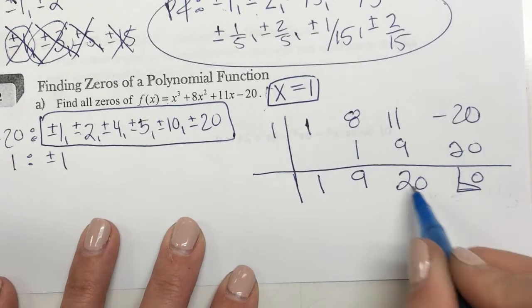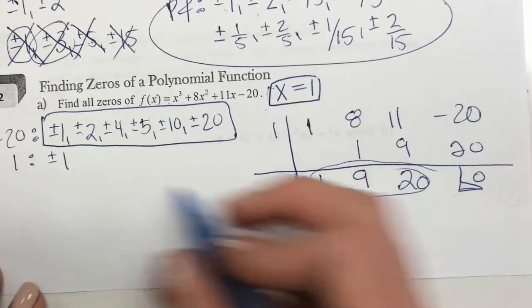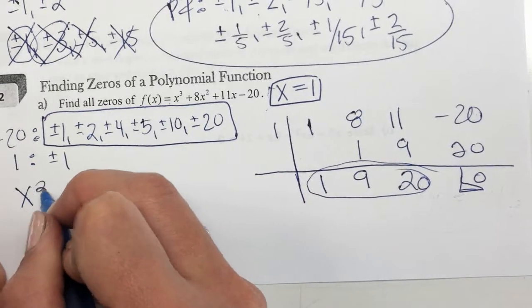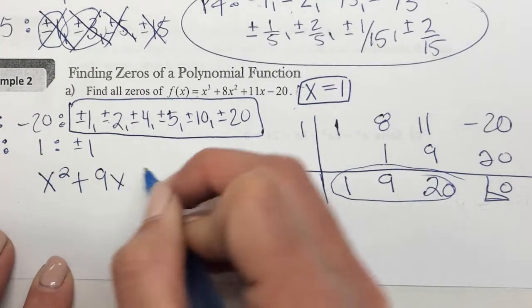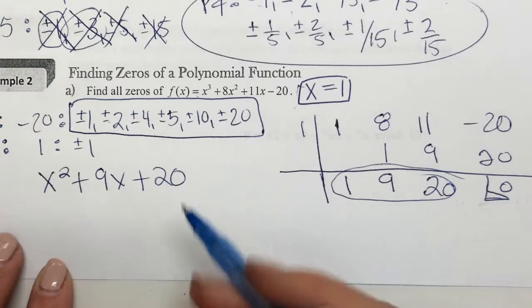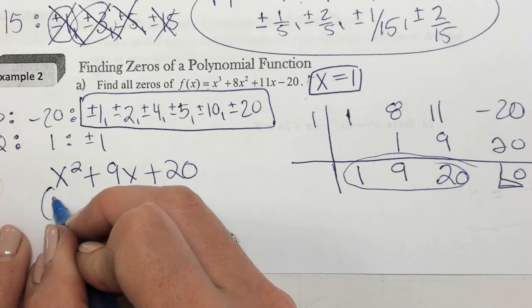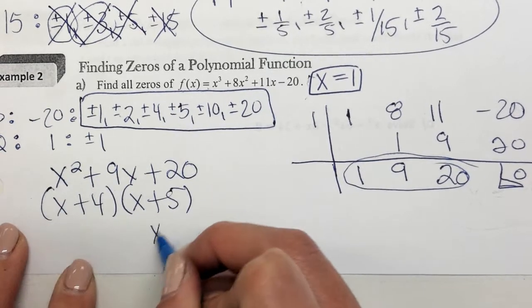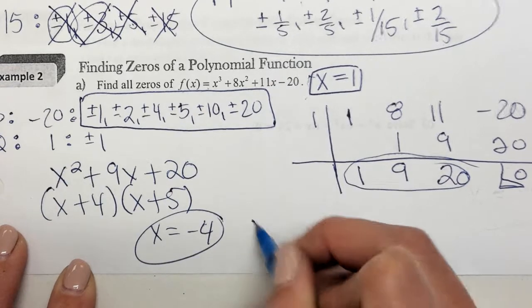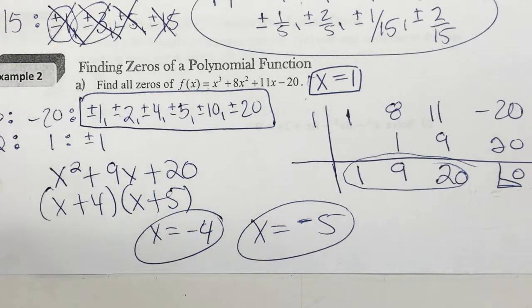So Miles, tell me how to write this as a trinomial. 1 x squared. Good. X squared, but go ahead. And then 9x plus 20. Good. And now we can factor this, because what factors of 20 add together to get 9? 4 and 5. Good. So it'd be x plus 4, x plus 5. So our other 2 zeros are what? Negative 4, negative 5. Very good. It's not too bad. These are our 3 zeros.